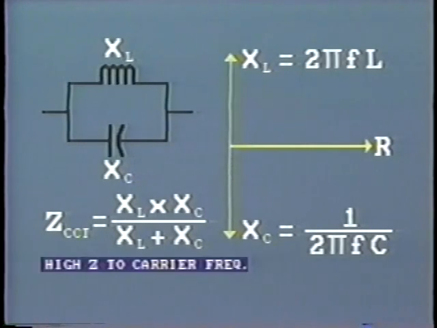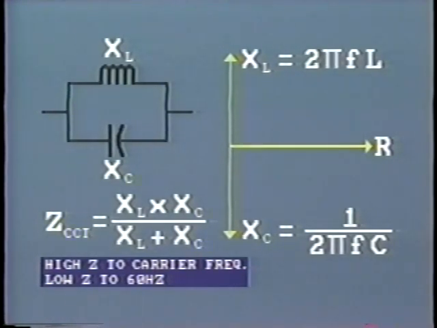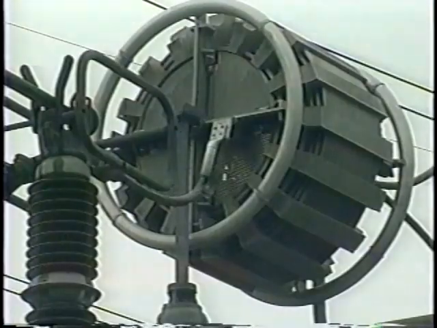This circuit now provides high impedance to the carrier frequency signal, but low impedance to the 60 hertz currents. It effectively blocks the escape of the high frequency signal. As the line traps are placed in series with the power line, the equipment, that is, the reactors and capacitors, must be very robust and capable of passing high fault currents, say 60,000 amps.